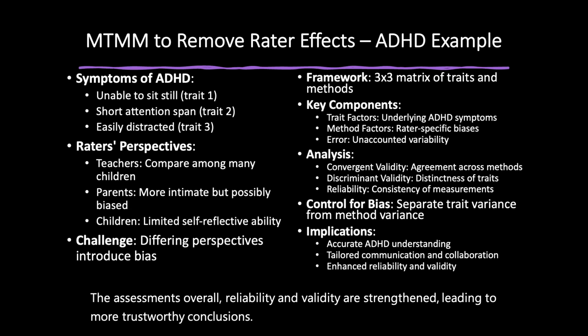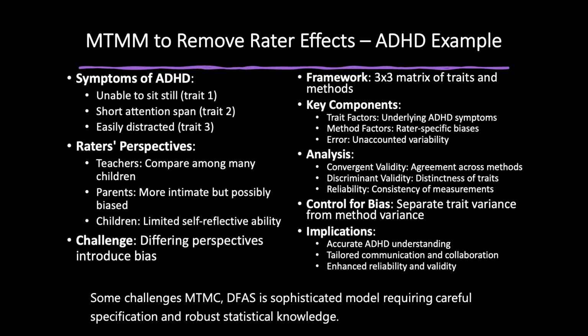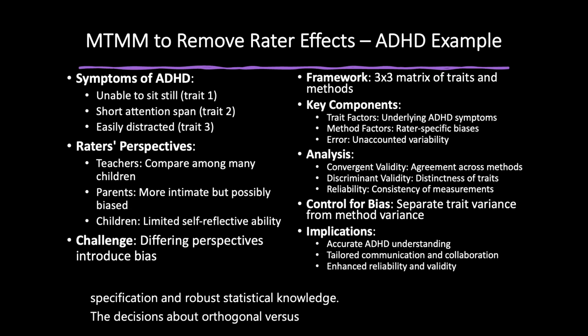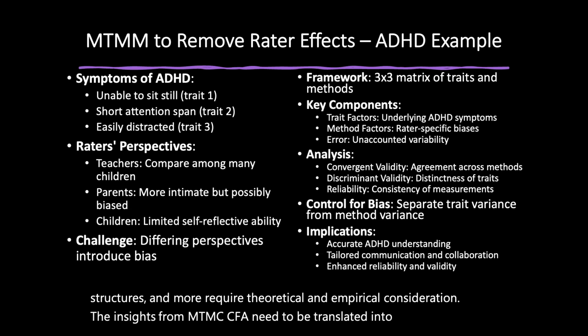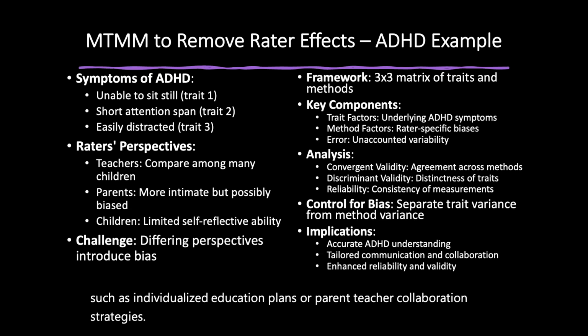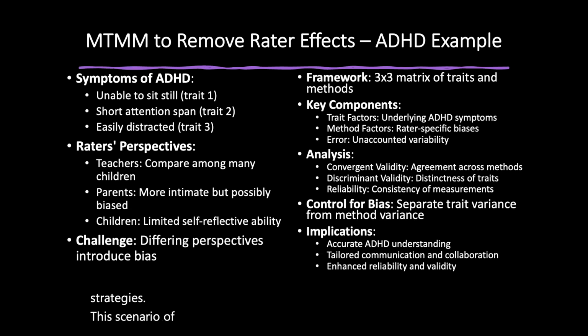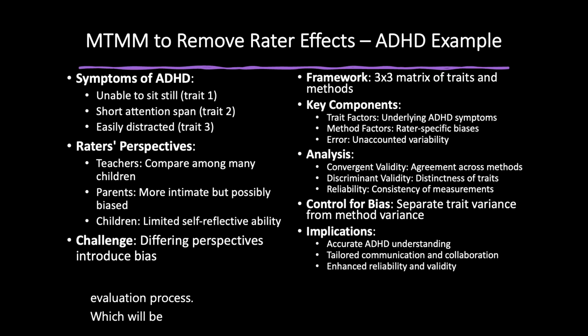Some challenges. MTMM-CFA is a sophisticated model requiring careful specification and robust statistical knowledge. The decisions about orthogonal versus oblique method factors, error structures, and more require theoretical and empirical consideration. The insights from MTMM-CFA need to be translated into practical actions, such as individualized education plans or parent-teacher collaboration strategies. This scenario of assessing ADHD symptoms through different raters provides a concrete example of how rater effects can complicate the evaluation process, which will be expanded on more in lab.